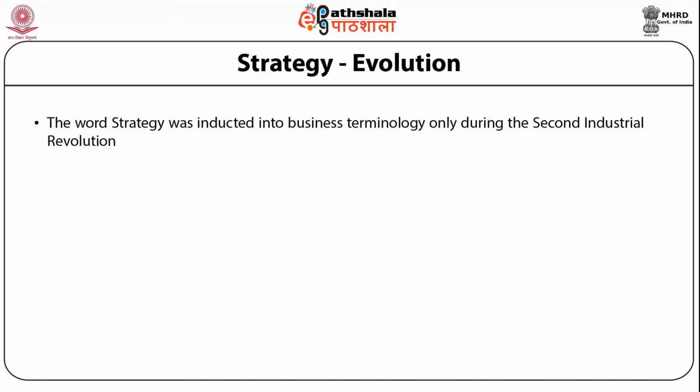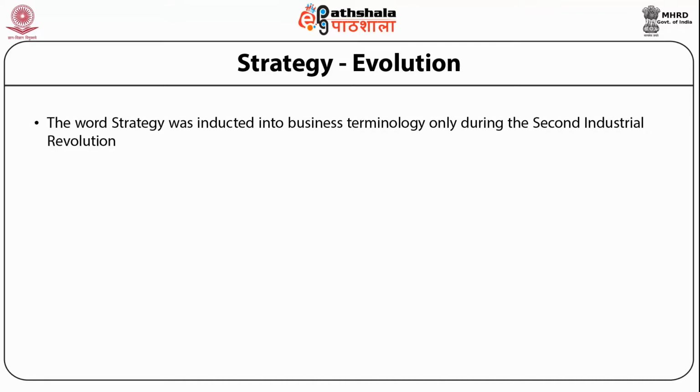The term strategy was inducted into business terminology only during the Second Industrial Revolution, which began in the second half of the 19th century but really took off only in the 20th century. The first industrial revolution, which spanned the mid 1700s to the mid 1800s, failed to induce much in the way of strategic thinking or behavior.